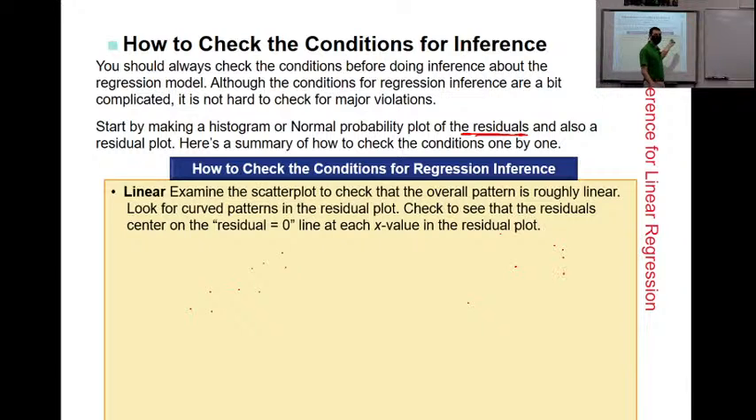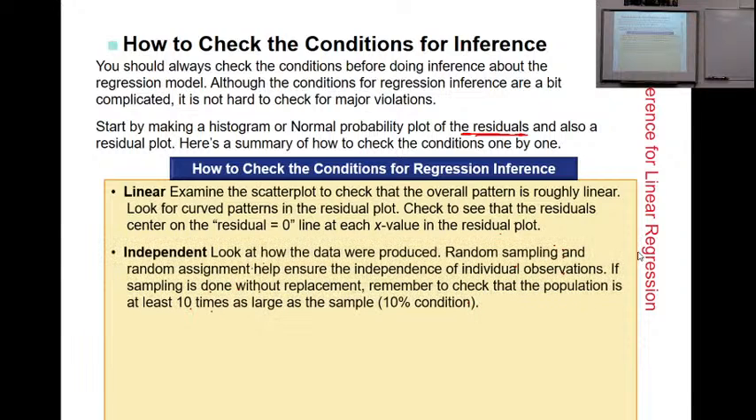Linear. To check the linear condition, you're going to either look at the scatter plot or you're going to look at the residual plot for a clear pattern. If you're looking at the scatter plot, you just want to see if a line is the best fit. If you're looking at the residual plot, you want there to be no clear pattern in the residual plot. Independent, we check the same way we always have. Normal.